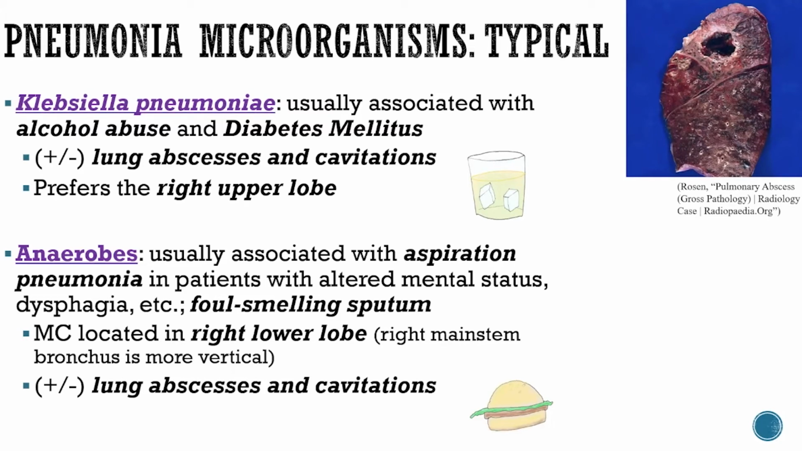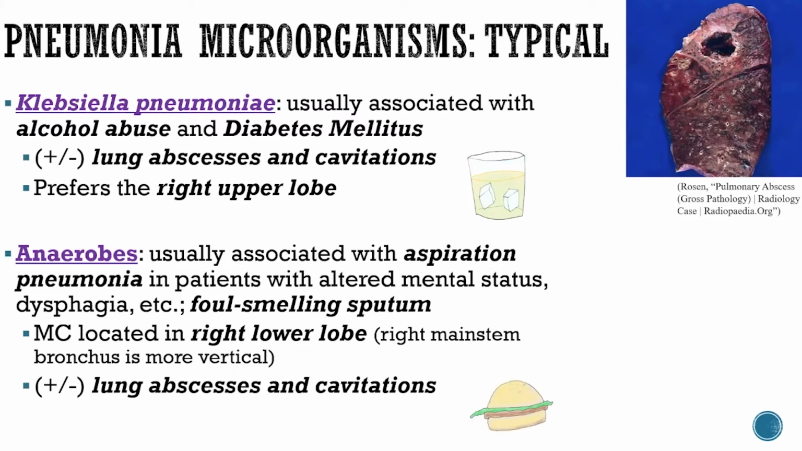Anaerobes are essentially associated with aspiration pneumonia, meaning that we had some sort of food particle or even just saliva get into the airways where they should not be. Now, of course, those pathogens that are found within your mouth should not get into your lungs, which is a sterile environment. Classically, patients with aspiration pneumonia suffer from some form of altered mental status.